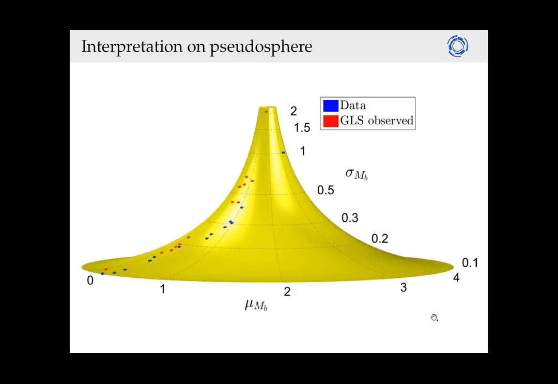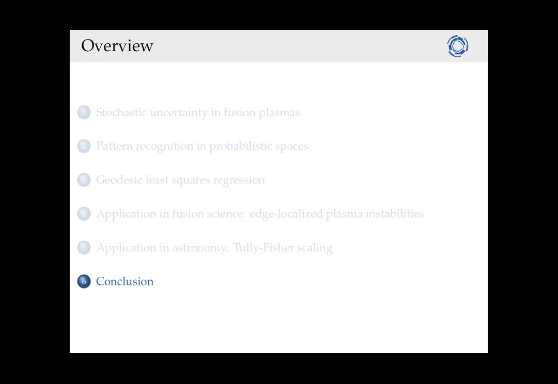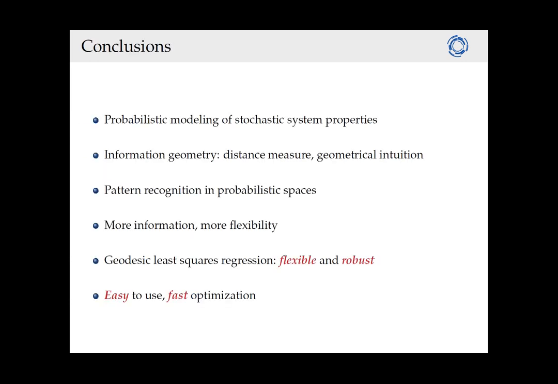And this is the same picture on the pseudosphere. Again, you will see that each of the points here, the red points corresponding to observed standard deviation, are displaced in the upwards direction. That means in a direction of higher standard deviation compared to the blue points, which are the experimental data points. Okay, and then we're going to conclude.